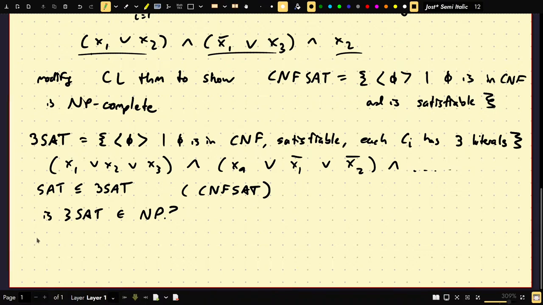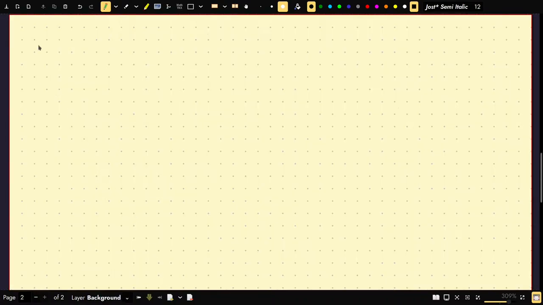So how we're going to do this: phi equals, let's say, clauses C1 and dot dot dot and Ck, where each C1 to Ck is of some length, right? So if Ci is of length 1, then we have something like A. We can replace that with the three-clause A or A or A. What if the clause has two elements? So we have A or B.